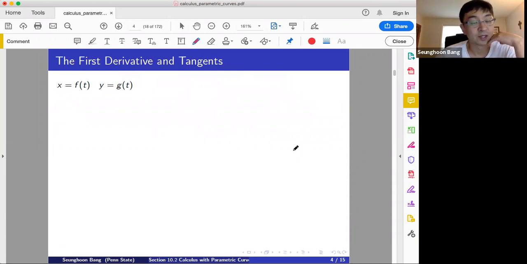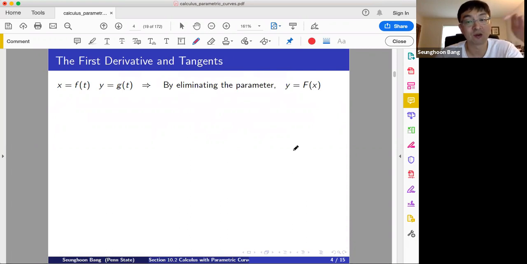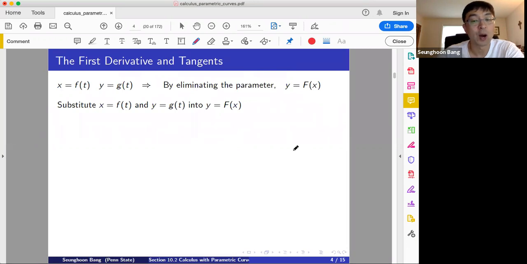Suppose x equals f of t and y equals g of t are given. You can change it to y equals capital F of x. This is possible, as I showed in section 10.1 of my previous lecture. Next, substitute x equals f of t, y equals g of t into y equals F of x. So we have it. What does it mean? Little f of t goes here, and g of t is here, exactly g of t.